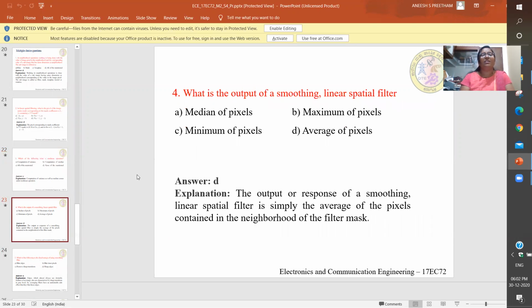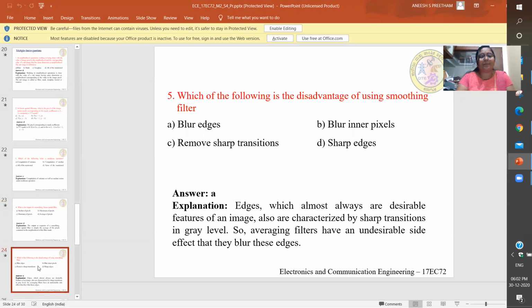The next question, what is the output of smoothing linear spatial filter? Options are median of pixels, maximum of pixels, minimum of pixels, average of pixels. So it's option D. The output or response of a smoothing linear spatial filter is simply the average of the pixels contained in the neighborhood of the filter mask. So that is what I have explained.